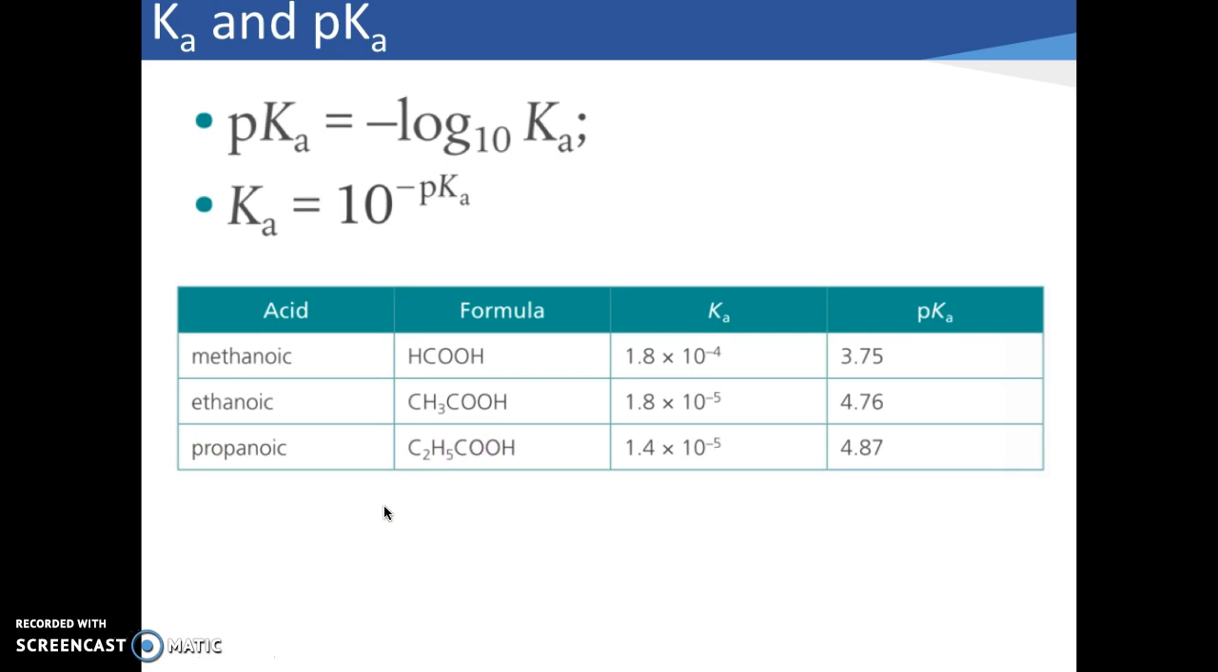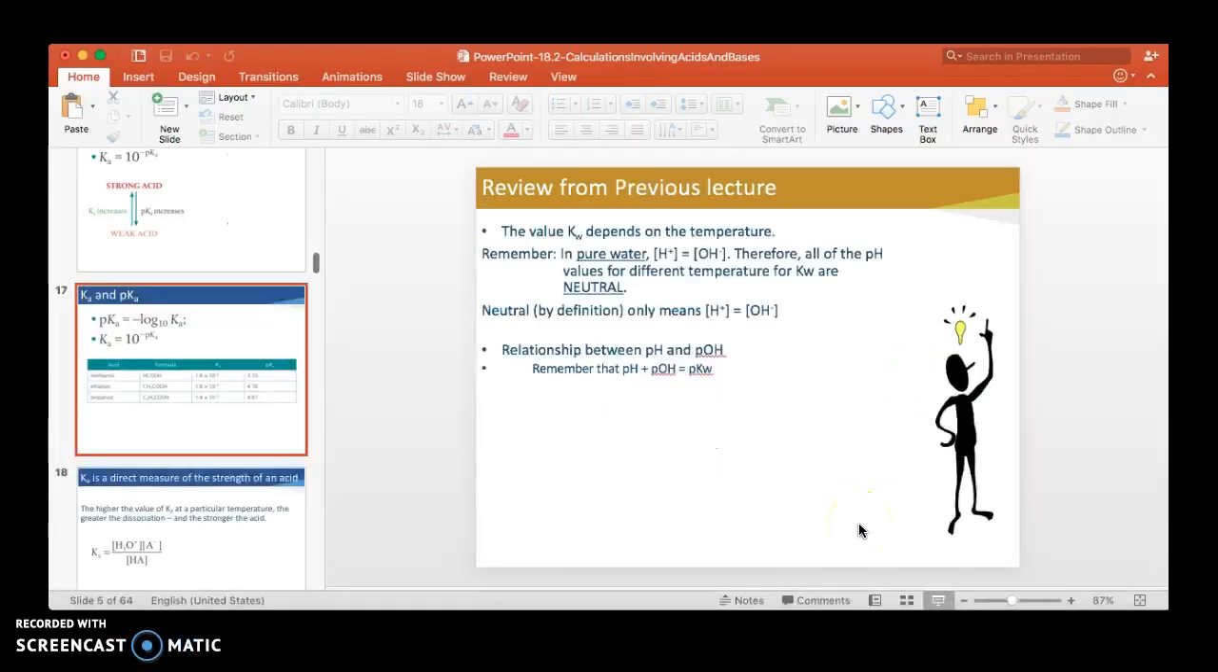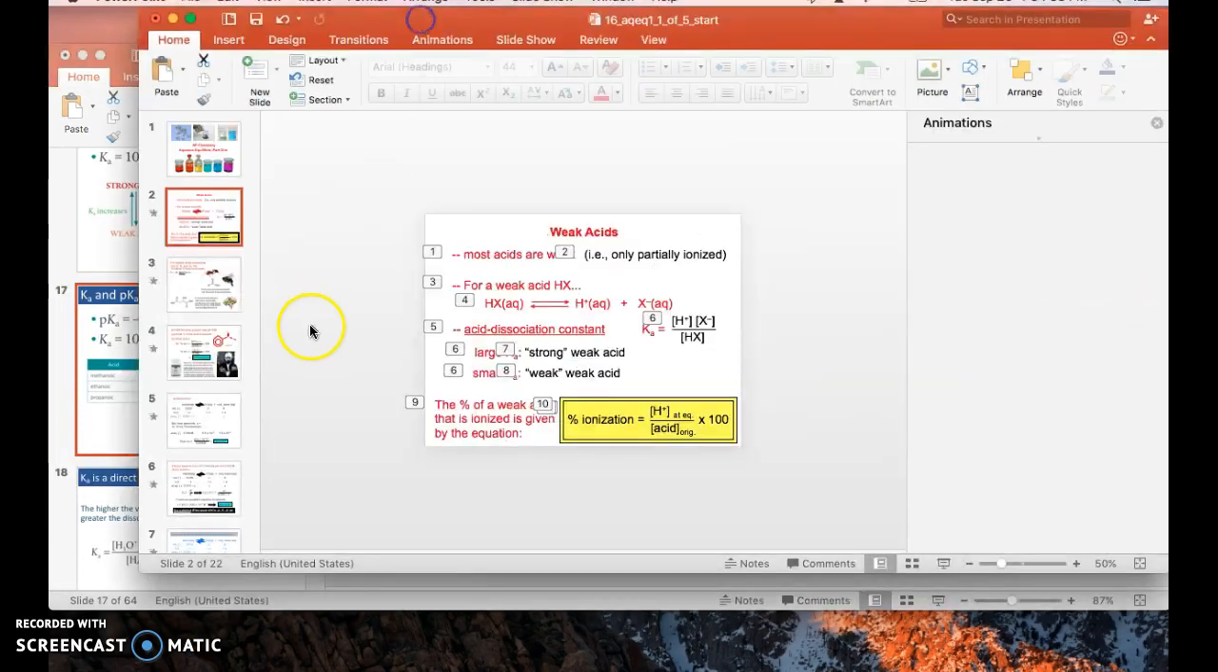Now, what does this look like in terms of relationships of different acids? Here we have methanoic, ethanoic, propanoic. Look at the Ka and the pKa value and see if that makes a little bit of sense now. So 1.8 times 10 to the negative fourth, 1.8 times 10 to the negative fifth, 1.4 times 10 to the negative fifth, and there's the pKa values. Now, what I want to show you is how do you actually calculate something in here. So I'm going to hop over here, and I just want to make a couple of notes for you.